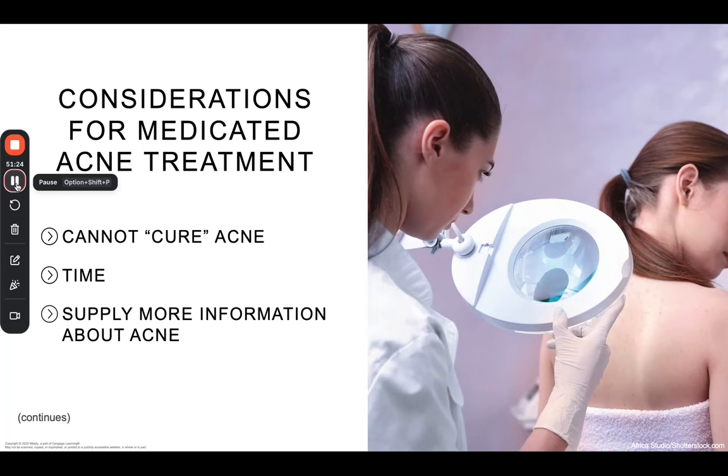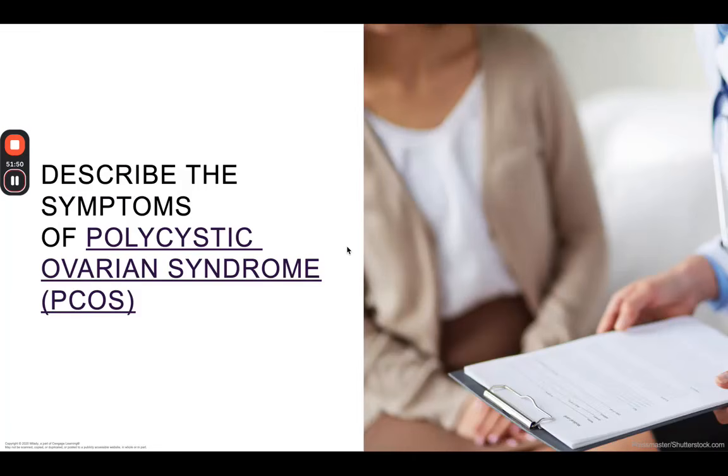Again, salicylic acid and azelaic acid are both antibacterial, which is great for clients that have acne. Salicylic acid is lipophilic, which means it's going to digest sebum and help to reduce that oil production. Birth control pills and other oral medications may be provided to your clients by their dermatologist to help suppress their acne breakouts. Next, we have Objective 6, which is describe the symptoms of polycystic ovarian syndrome.